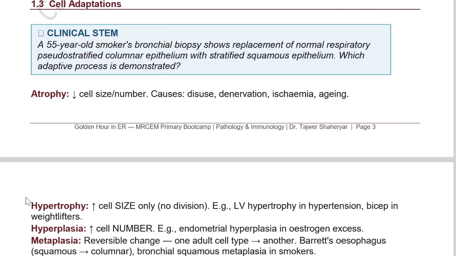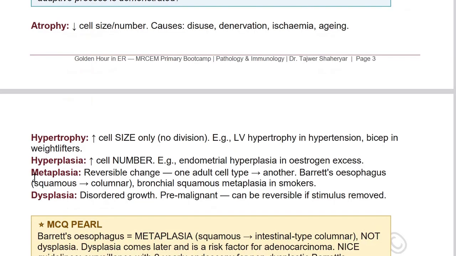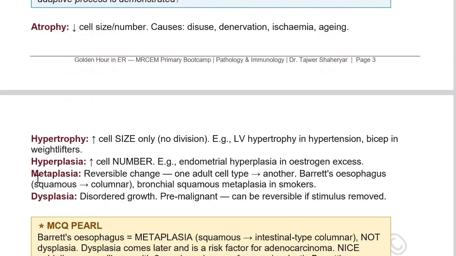Examples are Barrett's esophagus, where your squamous epithelium turns into columnar. And the second example is bronchial squamous metaplasia in smokers, okay? Dysplasia is disordered growth. So dysplasia, disordered. This is usually pre-malignant. This can be reversible if you get rid of the stimulus, but you require surveillance.